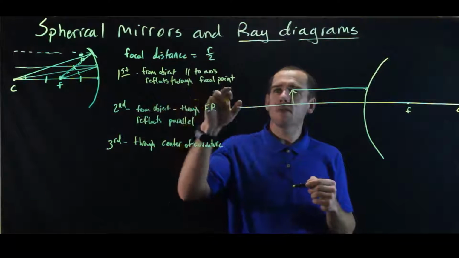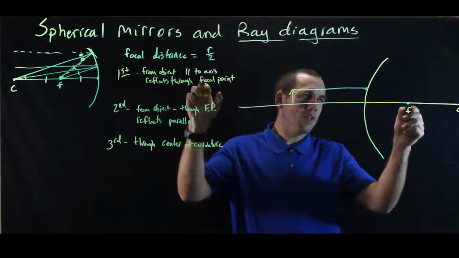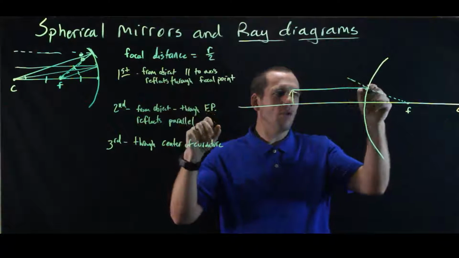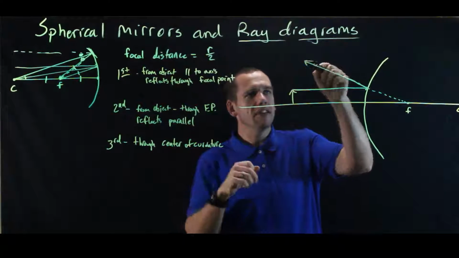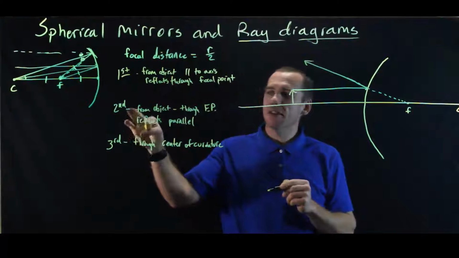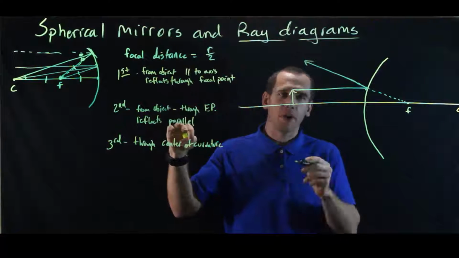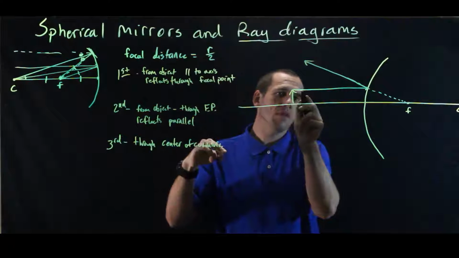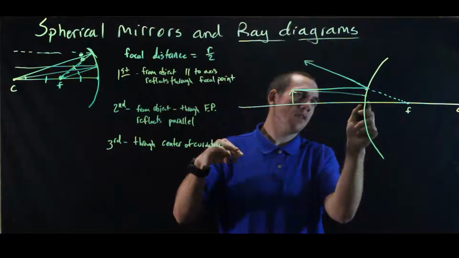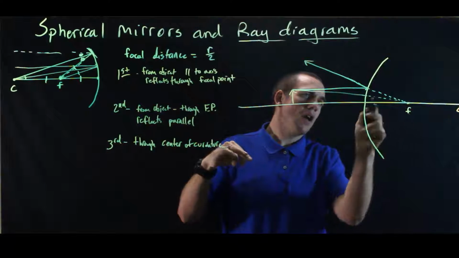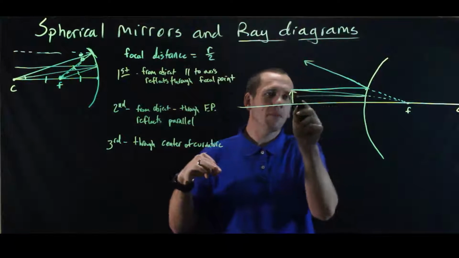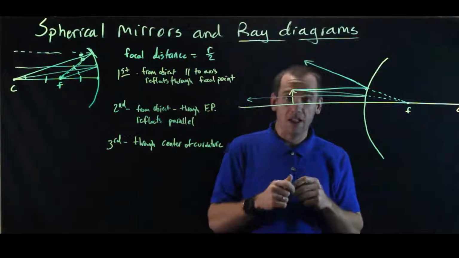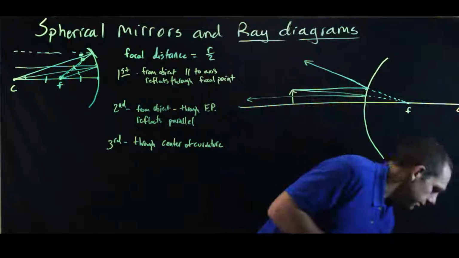So from my object straight parallel to the axis to the mirror. Now it says reflects through the focal point, but it can't because the focal point's back here. So it's going to reflect as if it had come from the focal point. So now it reflects that way. Right? The second one, it says from the object through the focal point. Well, I can't go through the focal point, but I can go towards the focal point. So I'm going to do that. If that line had continued, it'd be right here, and it reflects straight back parallel to the axis. And then my third one, and I'm going to go ahead and get rid of that dashed line.